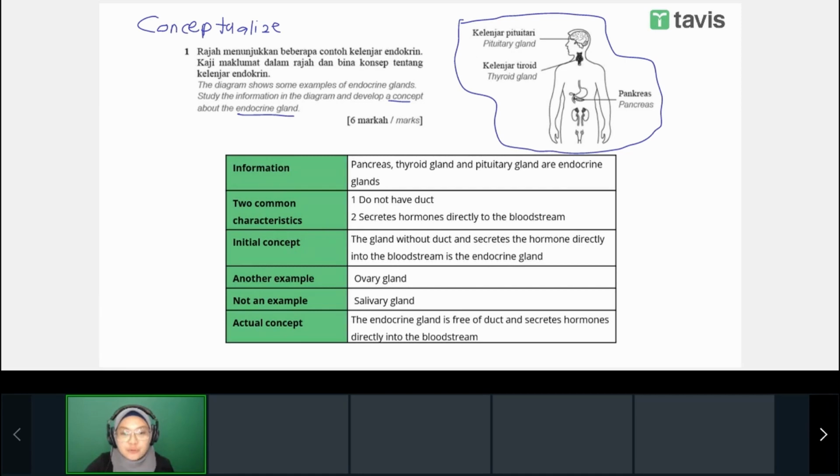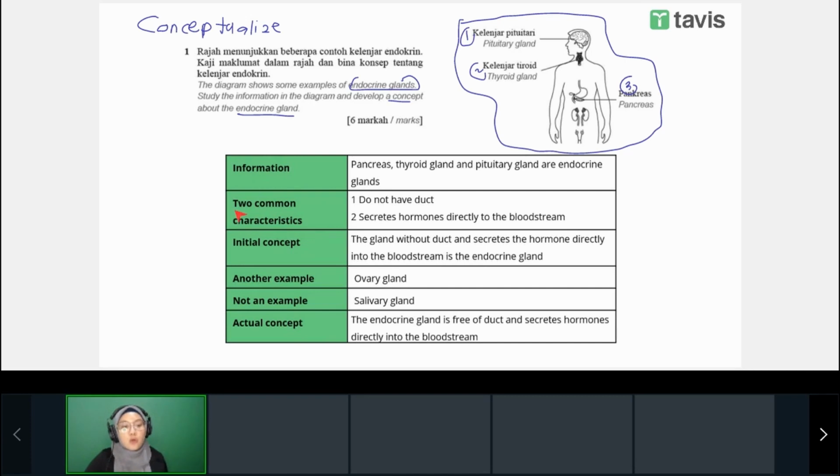You see the pituitary gland, they give a pituitary gland. All of these, thyroid gland and the pancreas gland, are endocrine glands. Okay, just write the information. Please make a box. Please make a table. The table comprises the information.